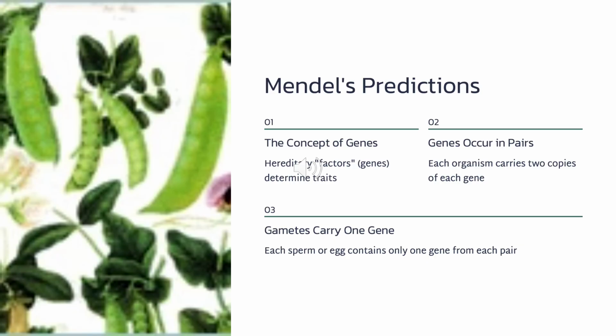So from his discovery, Mendel predicted, first, the concept of the gene, where hereditary factors determine traits. The second one is that genes occur in pairs. So he understood that each organism carries 2 copies of each gene. And the third one is that gametes carry 1 gene. So each gamete, either sperm or egg, contains only 1 gene from each pair.